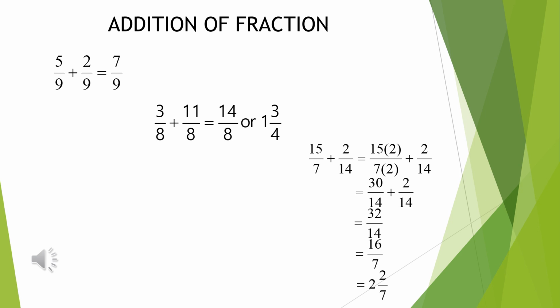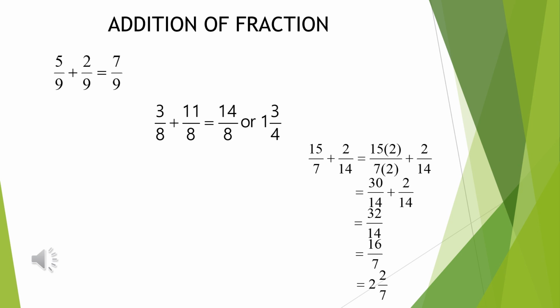So the lesson is about addition of fraction. How do we add fraction? In adding fraction having the same denominator, copy the denominator and add the numerator. So since we have the same denominator, 5/9 plus 2/9, we just copy 9 and we add 5 plus 2. So the answer is 7/9.